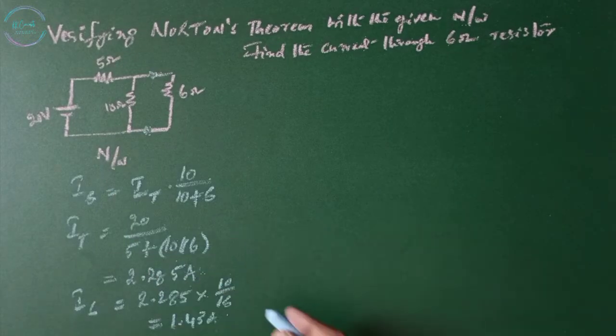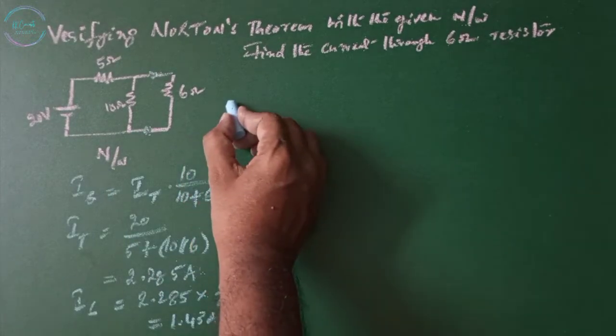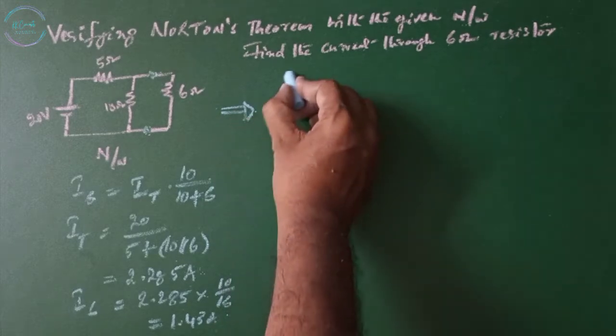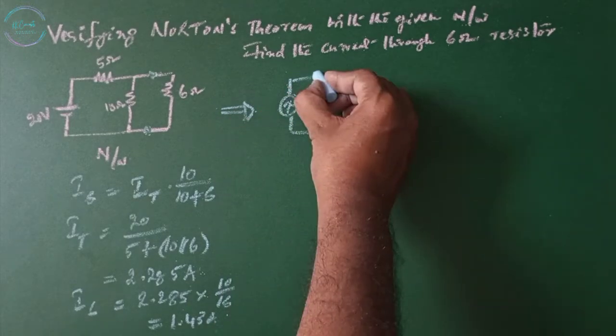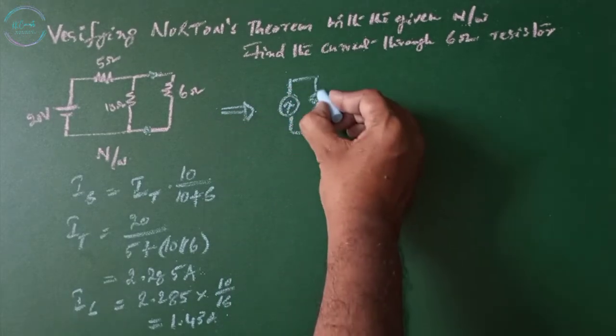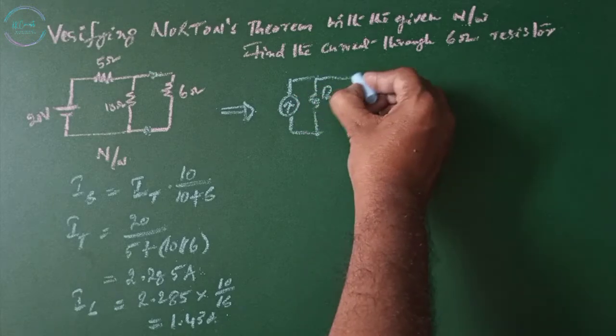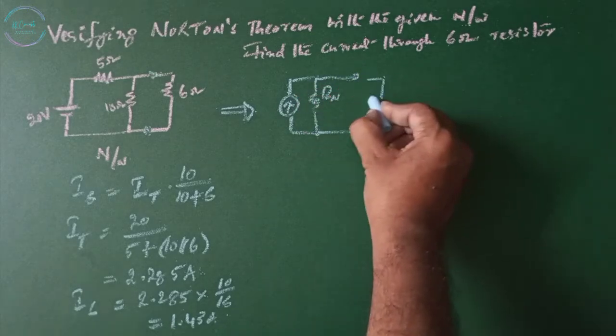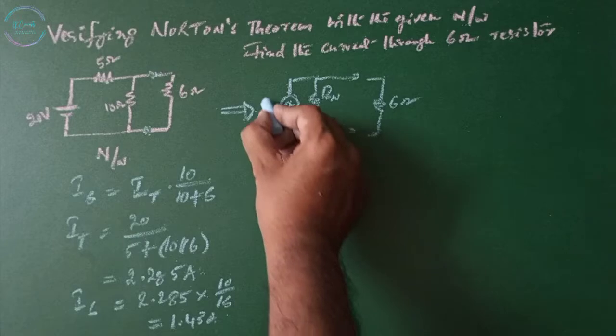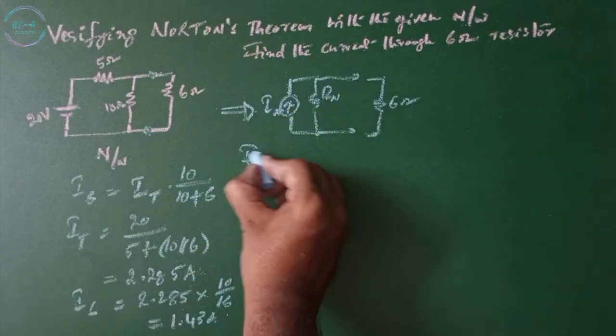Now let us try to find the Norton's equivalent circuit. This can be replaced with a current source in parallel with the Norton resistance Rn between the terminals which are connected to the 6 ohms. Now we need to find this IN and Rn.